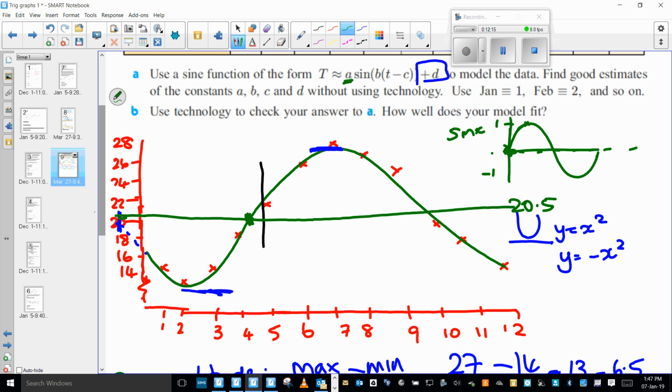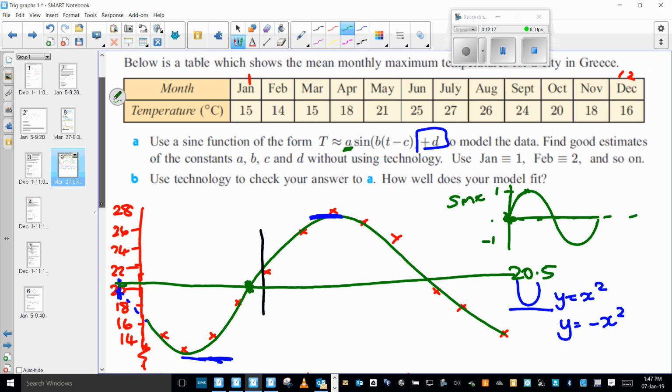Which value? This is where it's an approximate, and we want to find a good estimate. So which value would we think? Probably this one here. The fact that we wanted 20.5? Yes? You happy with that?